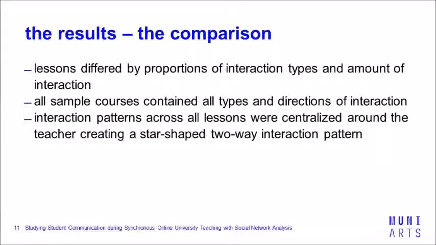So the lessons differed by proportions of interaction types and amount of interaction. In some lessons there were only 2 or 3 types of interaction. In some there were all types of interactions. However, all sample courses contained all types and directions of interaction in at least one lesson, and interaction patterns across all lessons were heavily centralized around the teacher, which created a star-shaped two-way interaction pattern.